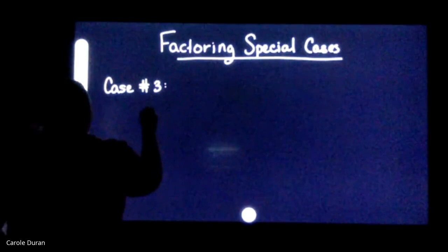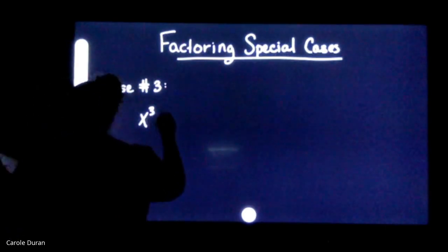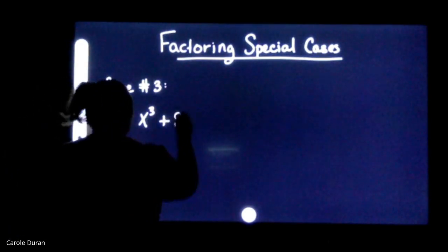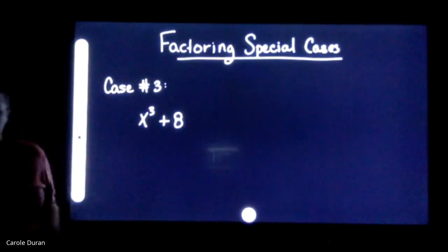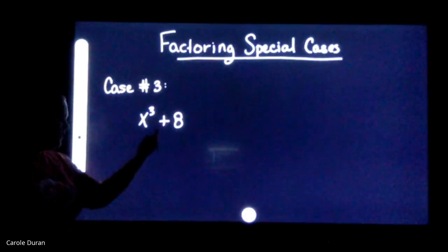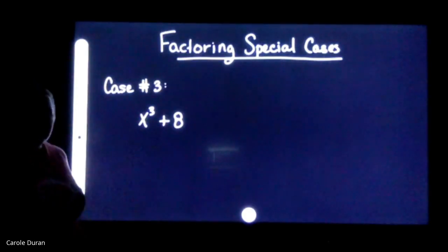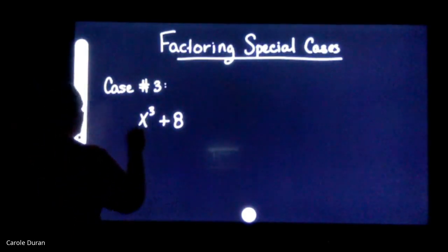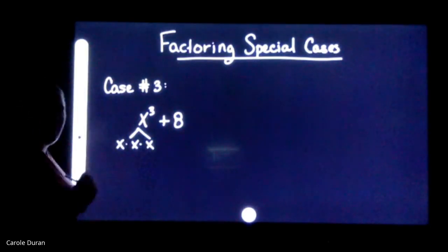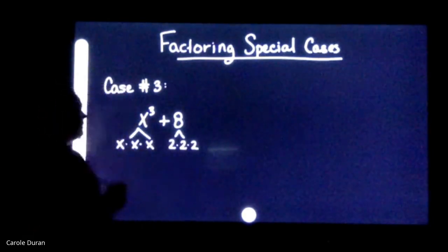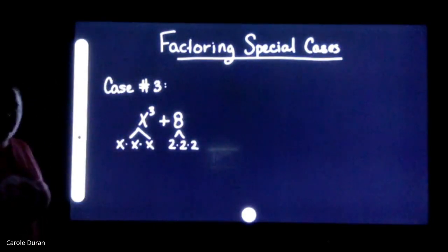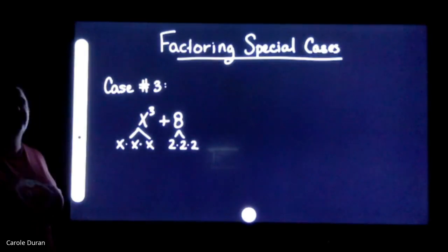The difference of cubes and the sum of cubes looks like this. So for example, I have x cubed plus 8. This is a sum because it's addition, and it's a sum of cubes because x cubed is x times x times x, and 8 is 2 times 2 times 2. So each of those is a cube because the same thing times itself 3 times equals that value.